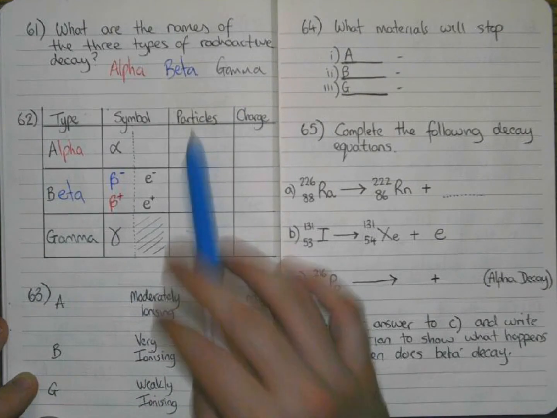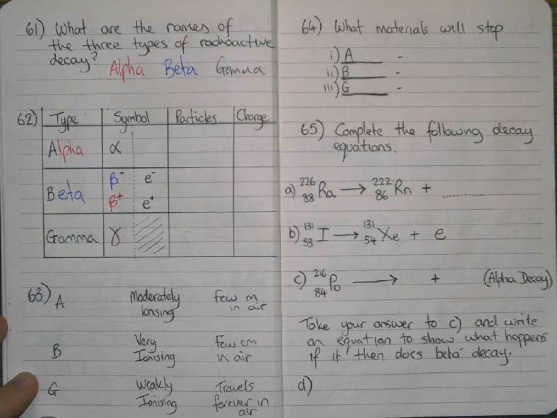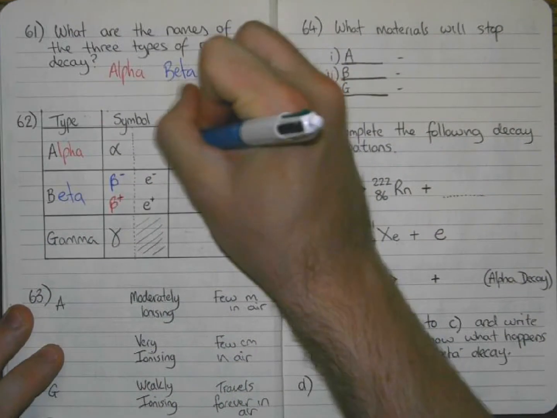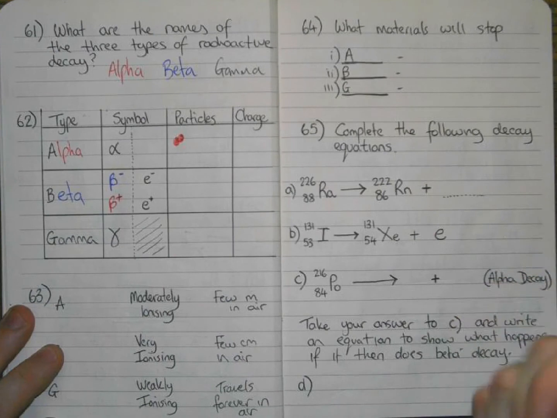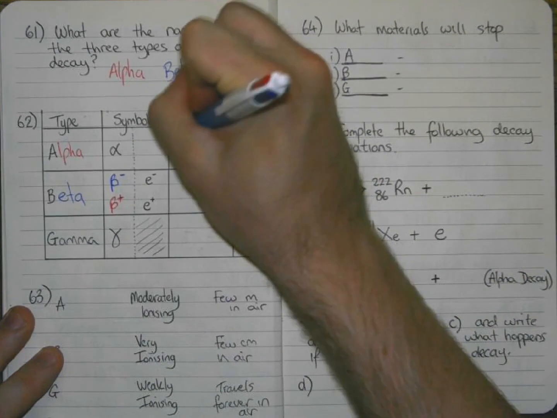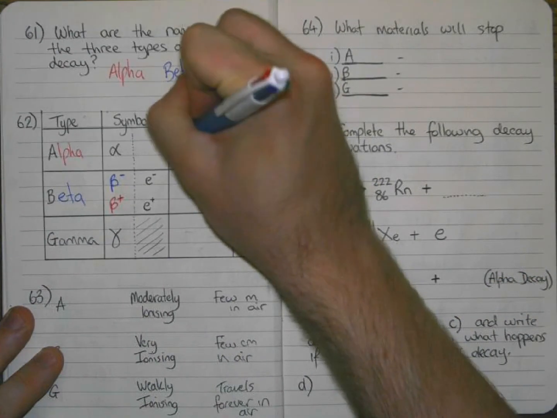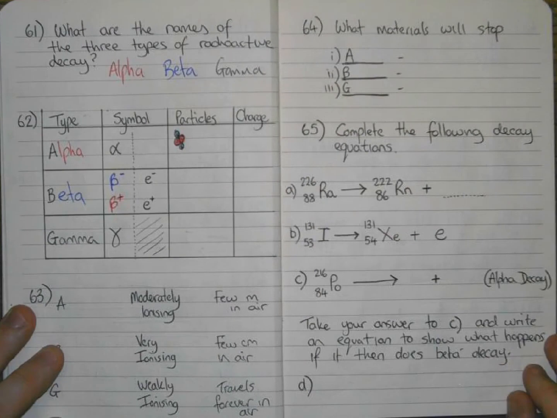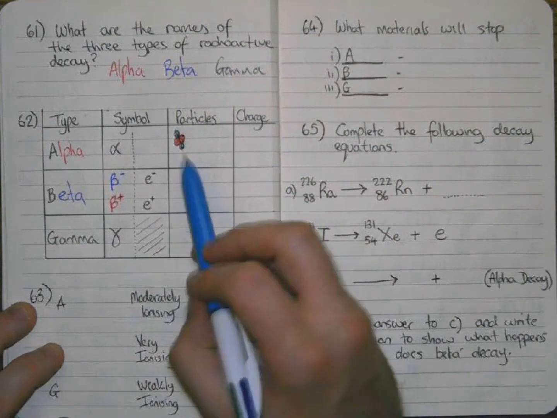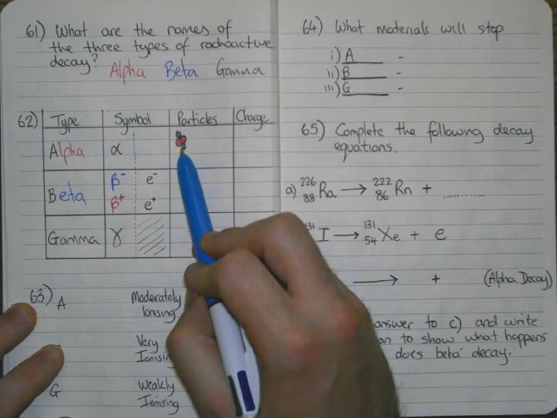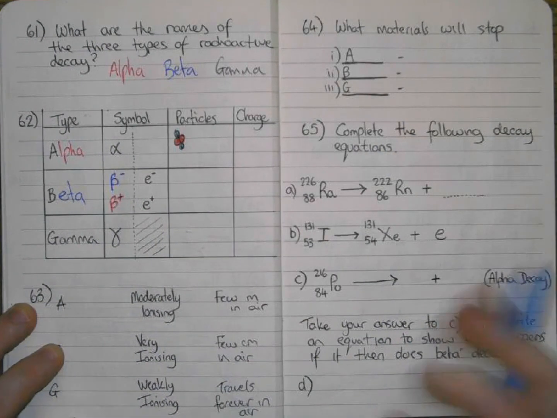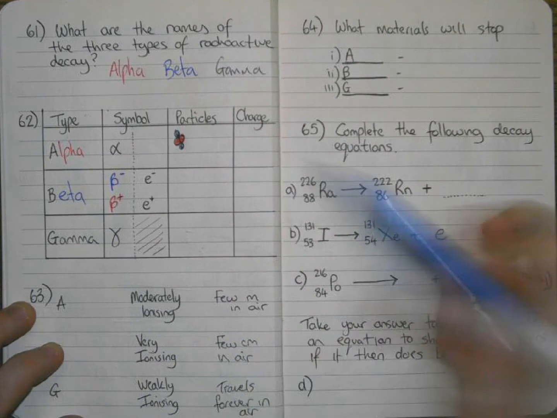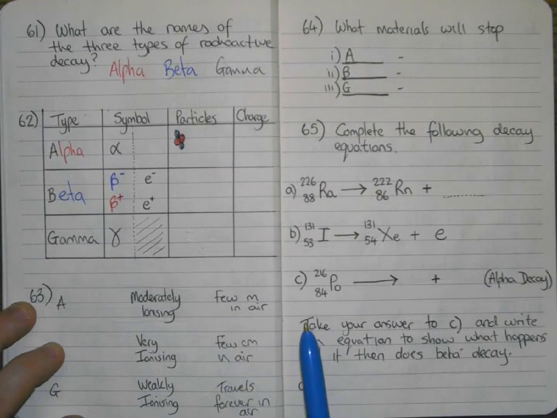What do we know about the particles? Well, an alpha particle is made of 2 protons and 2 neutrons, and I'm going to draw around them. 2 protons and 2 neutrons. This is just 2 protons and 2 neutrons that get spat out of a radioactive atom. It comes from the nucleus and it gets ejected, so it loses 2 protons and 2 neutrons.